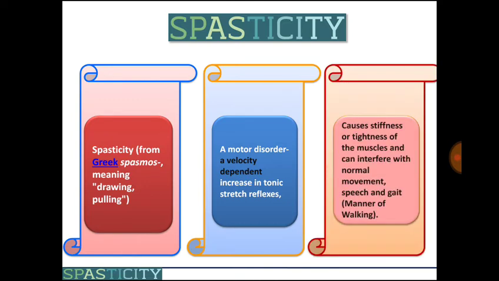Moreover, this tonic stiffness or tightness of the muscle can interfere with normal movement and speech, and moreover gait, the manner of walking.